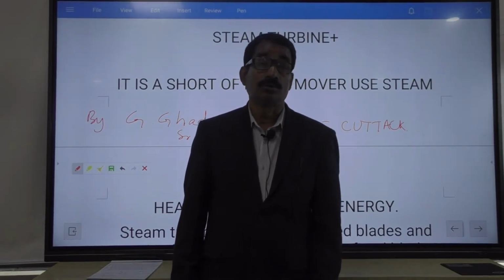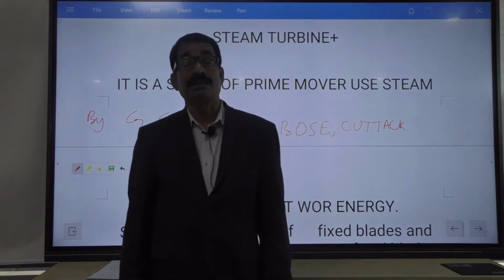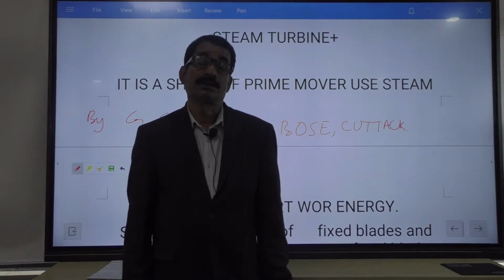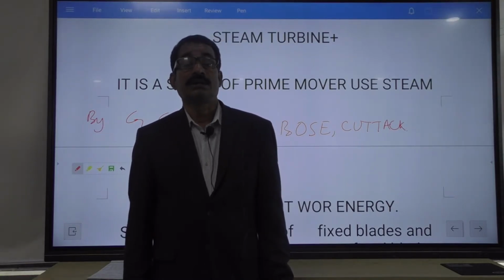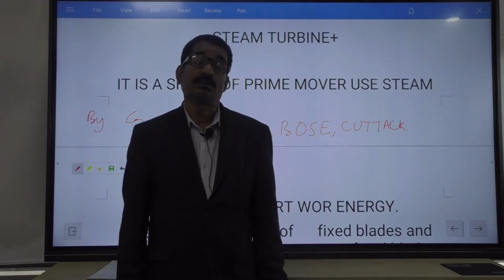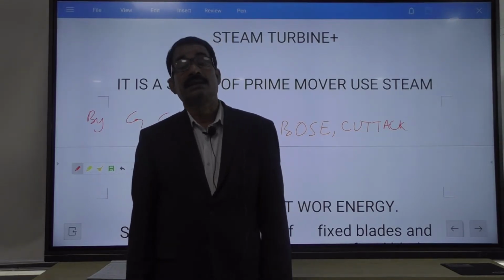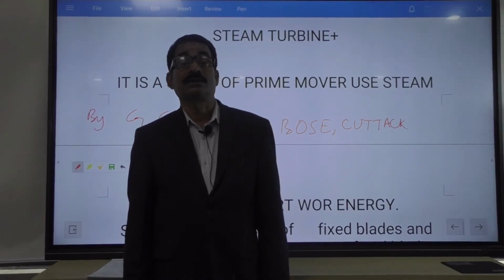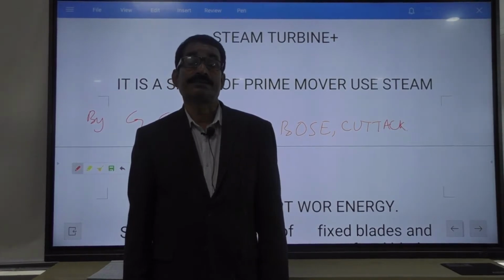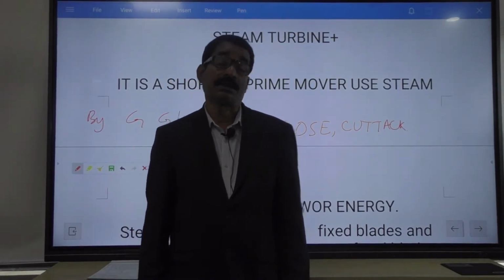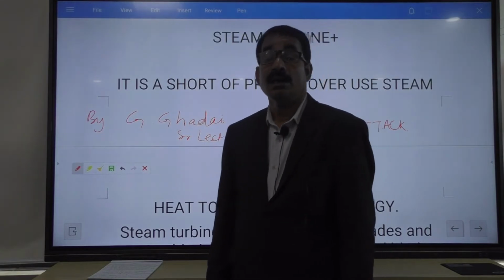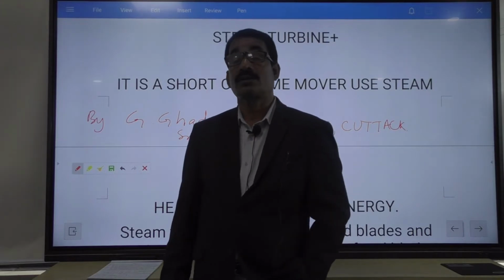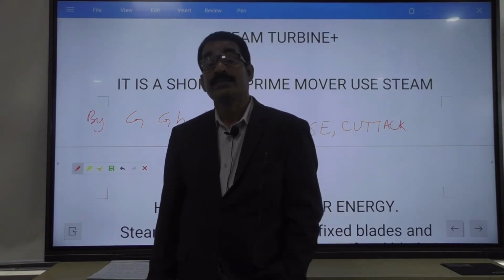First of all, we should know what a turbine is. A turbine is a steam prime mover, which first converts thermal energy in its nozzle to kinetic energy, and then the kinetic energy is converted into mechanical energy. That mechanical energy is utilized by the turbine shaft, which produces the output, the torque. That torque is transmitted to the generator shaft.